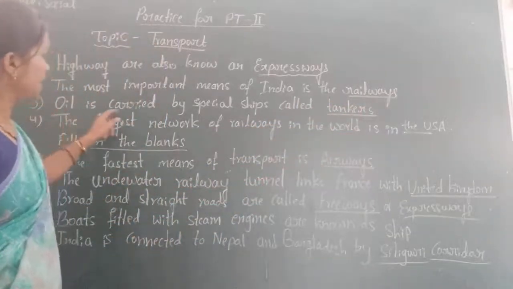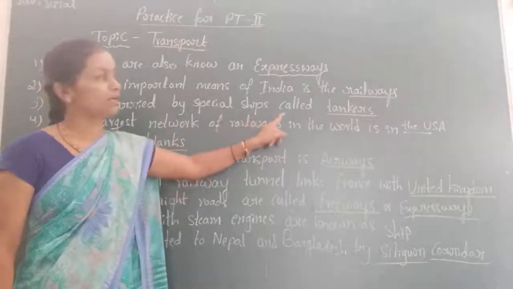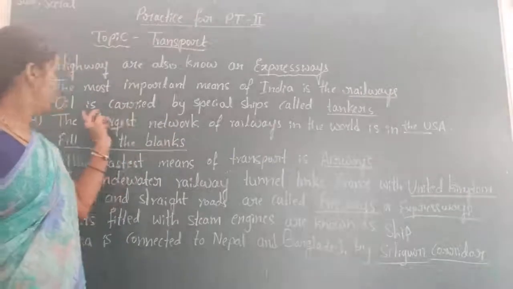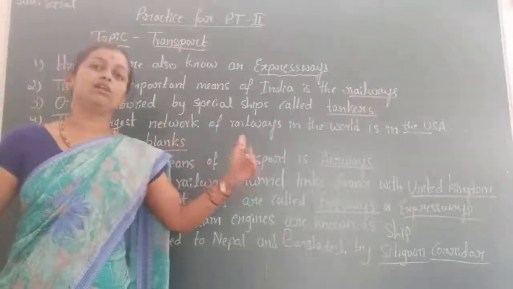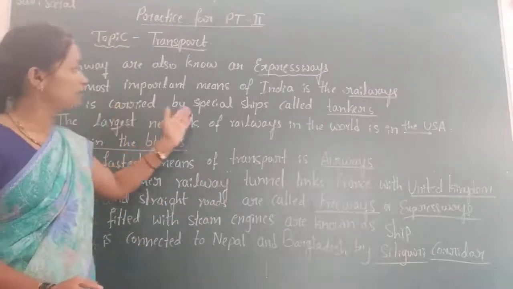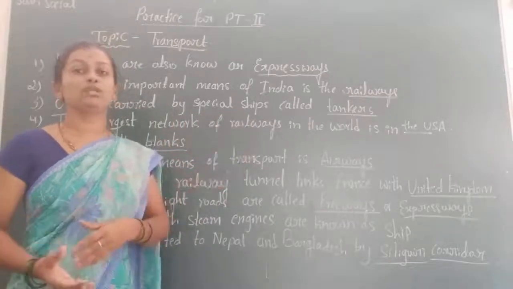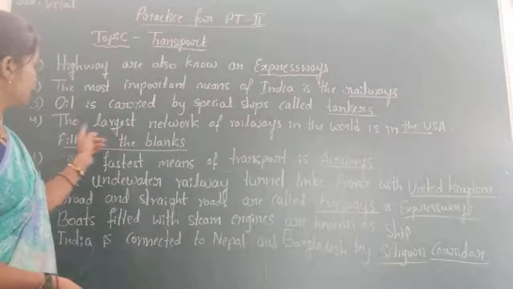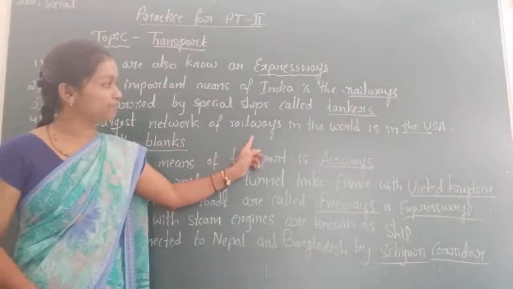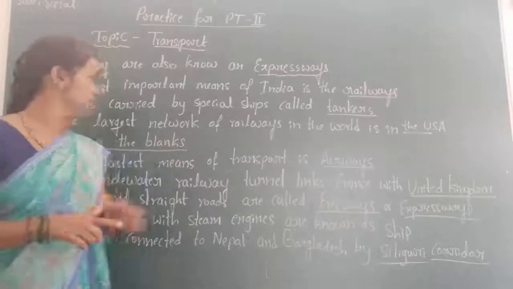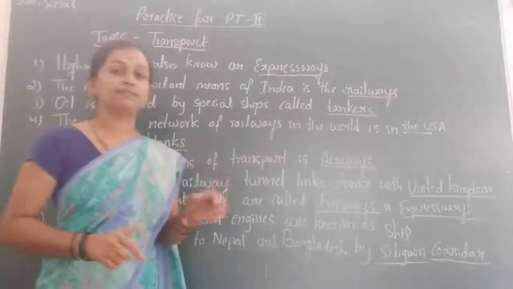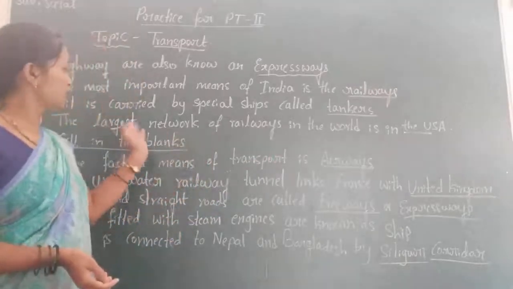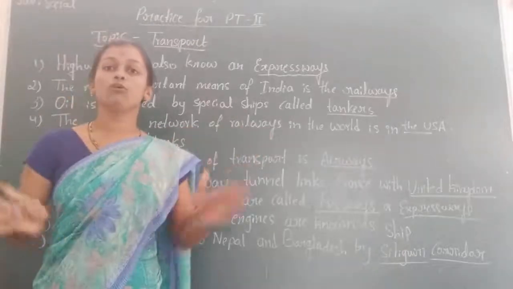And then oil is carried by the special ship, we call it dash. Oil is carried in large amounts by special ships, and those we call tankers. Then the largest network of railways in the world, where is that? It is in the USA. We have the largest network of railways in the world there.